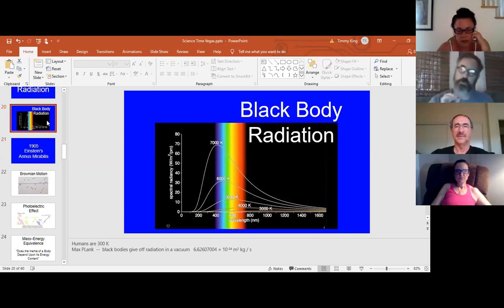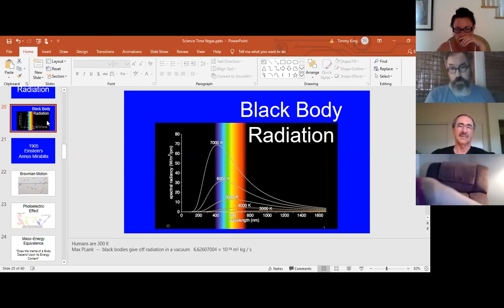There's one point that I need to make from this slide, and that is that all baryonic matter gives off energy. Baryonic matter is you, it's me, it's the floor, it's the roof, it's the sun, it's the planets, it's everything that you can see. Everything that you know of, all matter, gives off electromagnetic radiation. And that electromagnetic radiation that it gives off is based upon the temperature of the object.